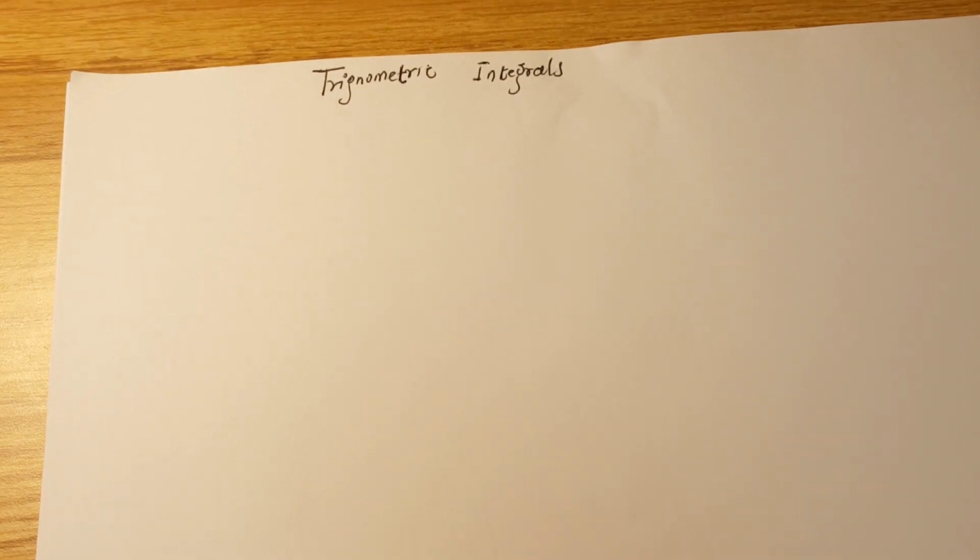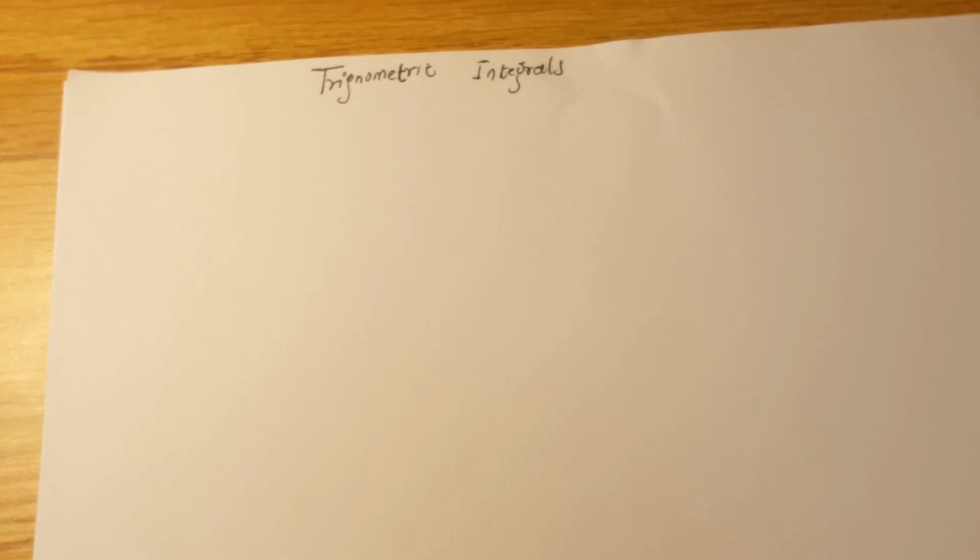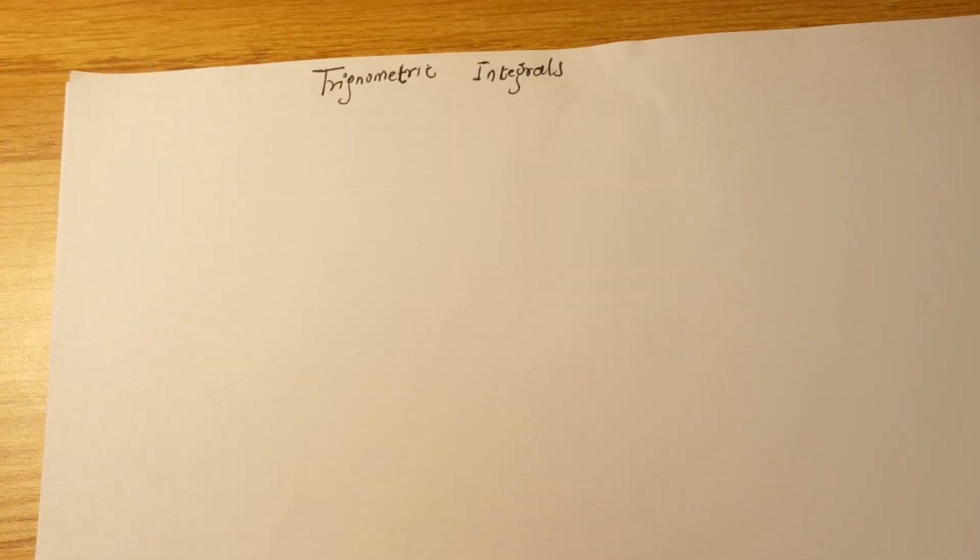I know during my days, this topic posed a lot of problems for a lot of students. It's very easy to understand. Again, you have to understand the basic rules. You have to know what you're supposed to do when you see sine to an odd power, sine to an even power, cosine to an odd power, and an even power, anything like that.